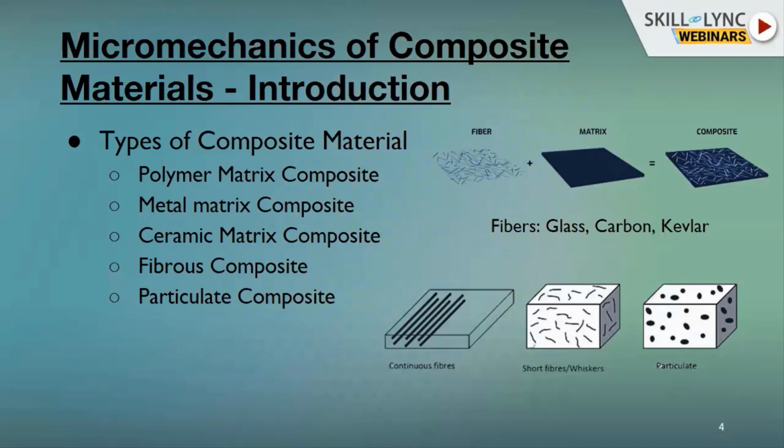So once we have these fiber layers, there are various materials, not only glass, carbon, and Kevlar. We have various other fibers, such as boron fibers, and some of the other fibers are biodegradable, such as jute fibers. Various other naturally available fibers are also available.